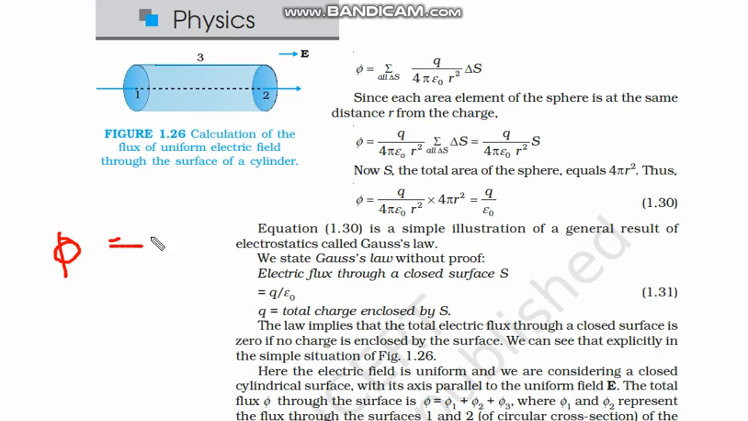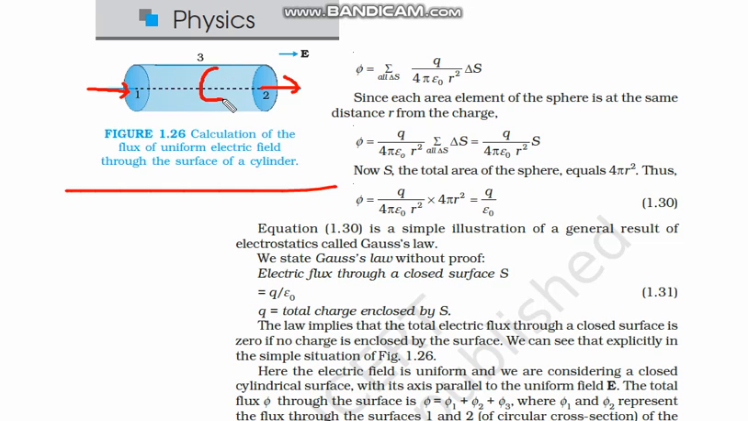In that case, if there is a charge and this charge is outside, that means the flux should be zero through that surface. Let us see in this example. Please see this diagram, this is diagram 1.26. Here we are seeing a cylinder. A cylinder always has three surfaces: one surface, another surface is two, and this third surface, this curved surface.